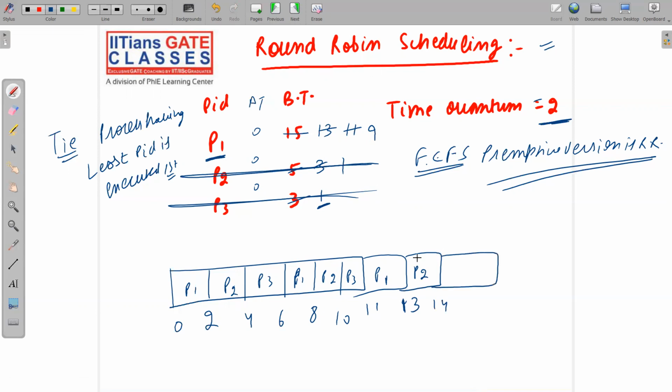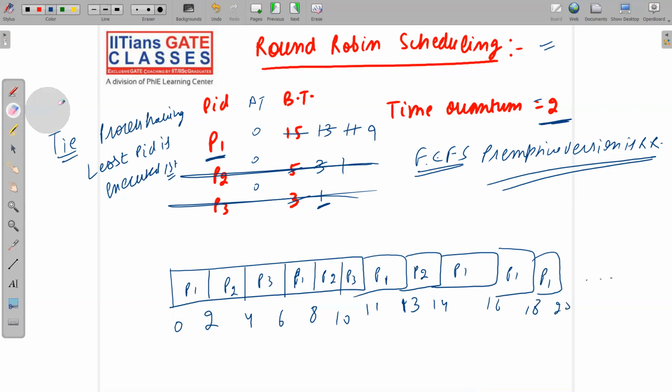When P2 is over, only P1 is left here. So obviously P1 will be executed continuously. If you want, I can show you 14 and then 16, P1. Then no other process in the system. Then again P1 will be executed till 18. No other process in the system. P1 will be executed again till 20 and so on.